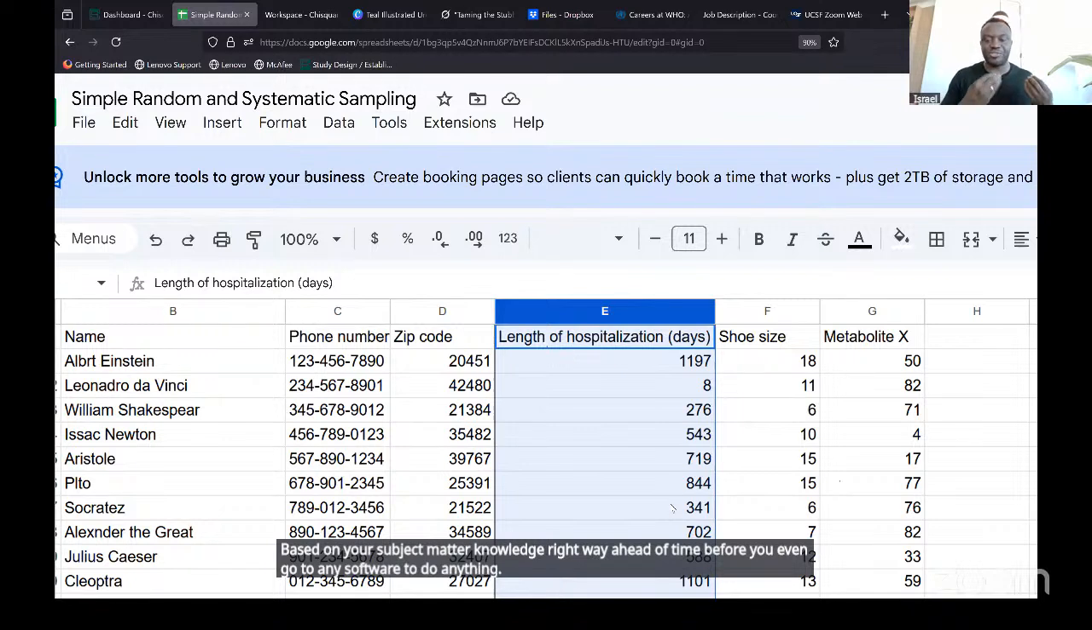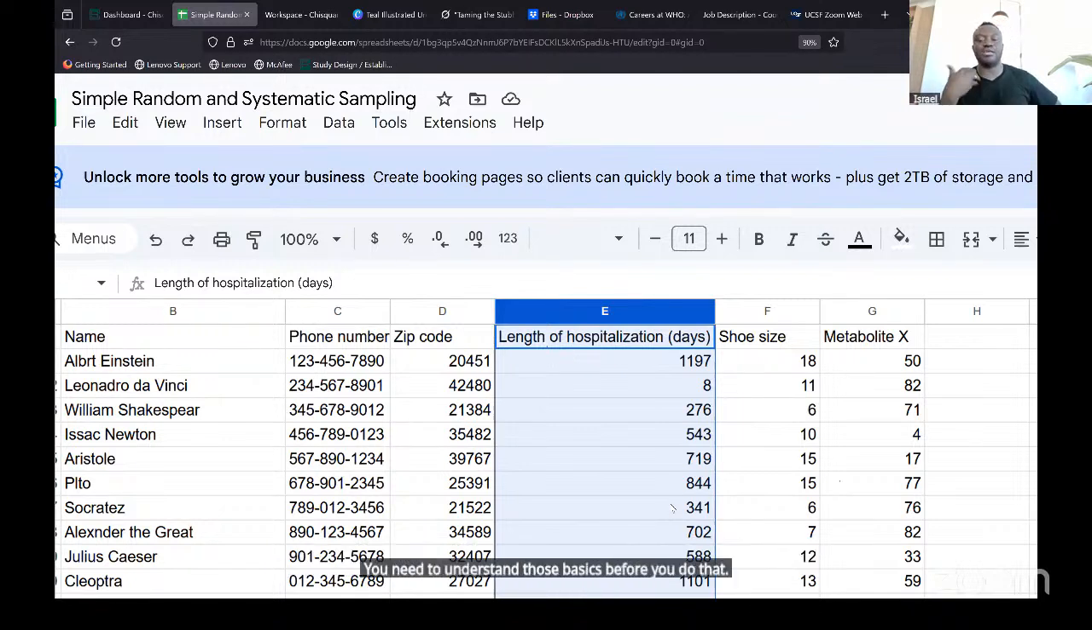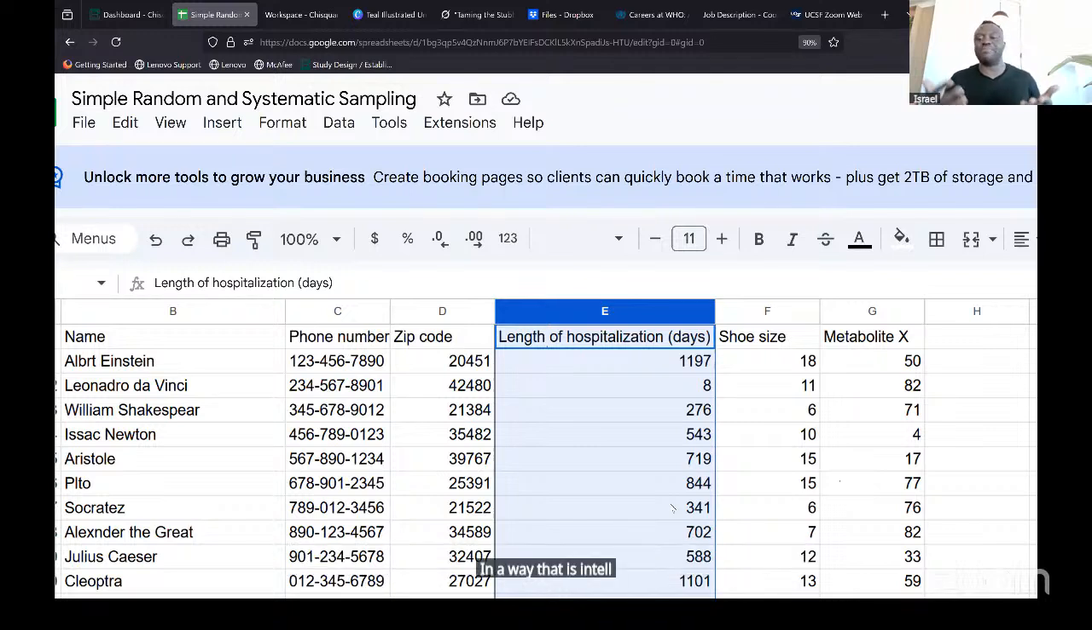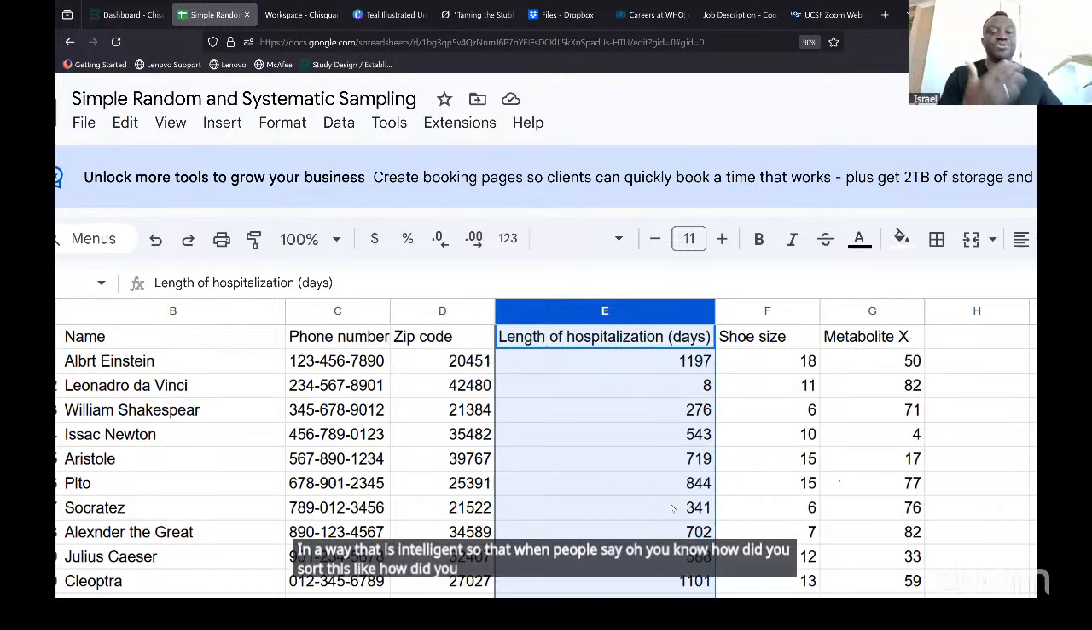You need to understand those basics before you do that. And you need to be able to defend your choice in a way that is intelligent, so that when people say, oh, how did you sort this? Why did you choose to use systematic sampling? You can have a clear idea.